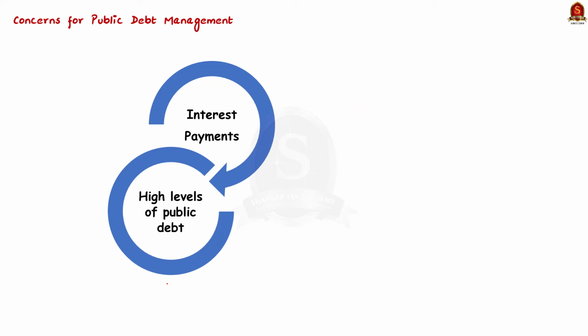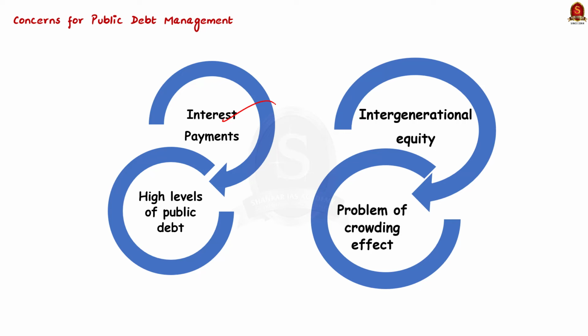Now we shall see concerns for public debt management in India. Interest payments in India amounting to more than 5% of GDP and 25% of revenue receipt on average exceed government spending on vital areas such as education and healthcare. High levels of public debt may restrict the government's capacity to enact counter-cyclical fiscal measures in times of economic downturn. This limitation can impede the government's effectiveness in responding to shocks and economic challenges.